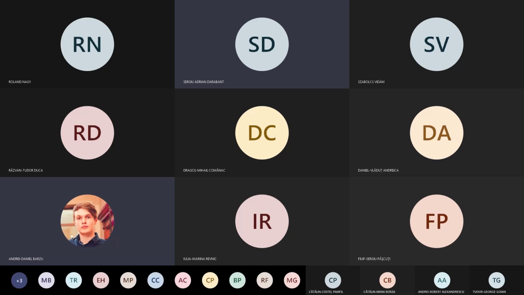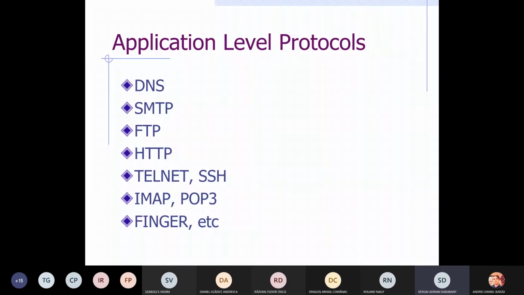Protocols, right? We're not going to talk about all of them. We are going to talk about DNS, and we will very briefly start discussing FTP, HTTP, and email, and that's going to be all of it.